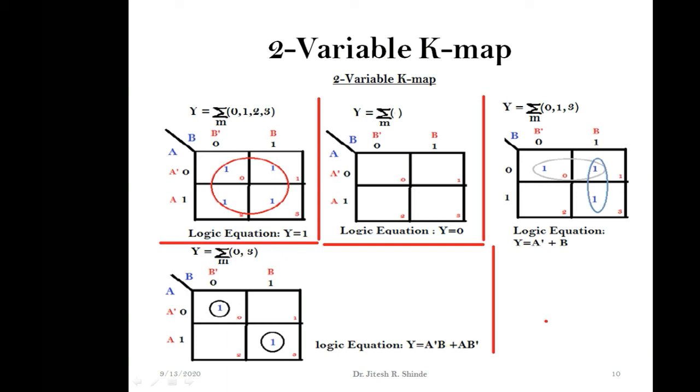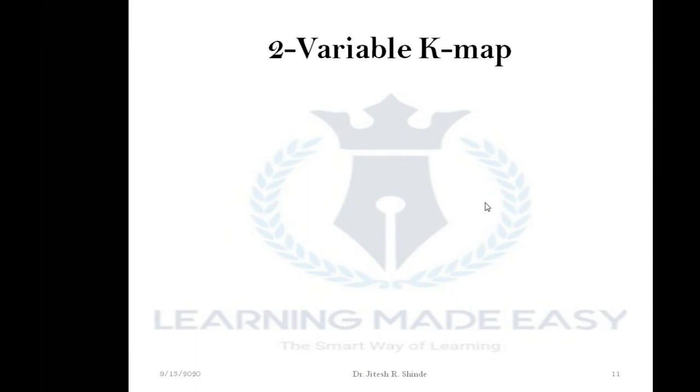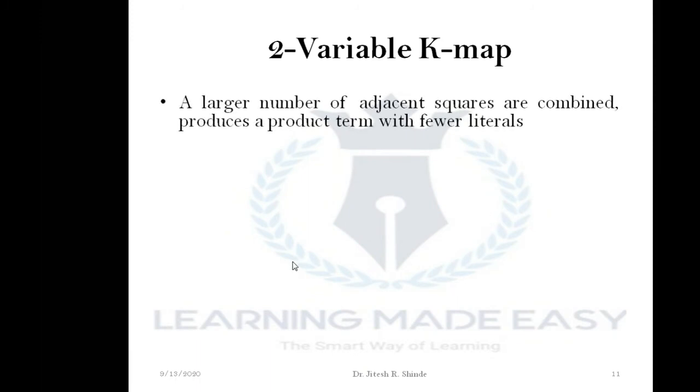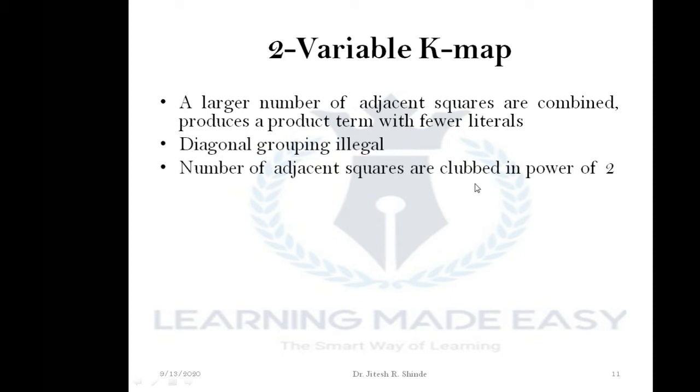Now, whatever things we have got, I tried to consolidate and write in the slide. A large number of adjacent squares are combined, which produces a product term with fewer literals. Diagonal grouping is not legal, explained just now. The number of adjacent squares clubbed is a power of 2: 2 to the power 0, 2 to the power 1, 2 to the power 2, 3, and so on.